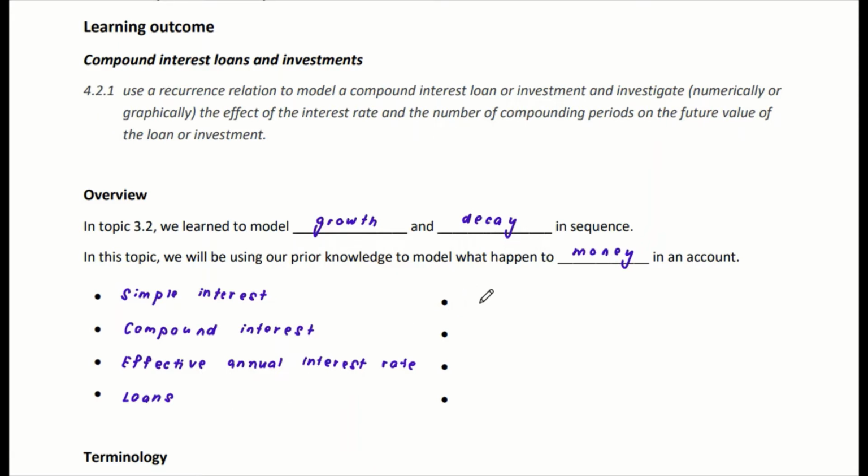Then after that, we move on to investment. This investment is where you have a certain initial deposit, and then you put in payments regularly. Then, of course, we have annuities as well, and under annuities you also need to learn about perpetuity.